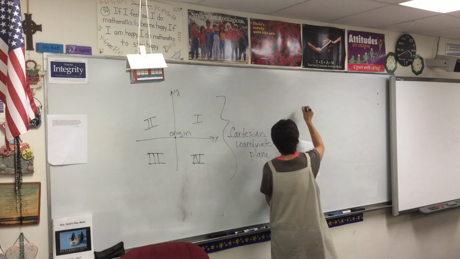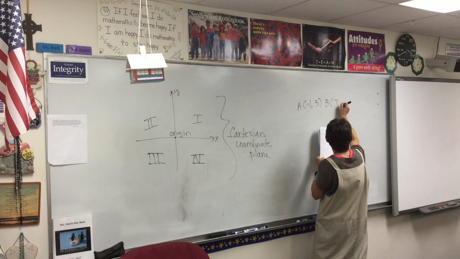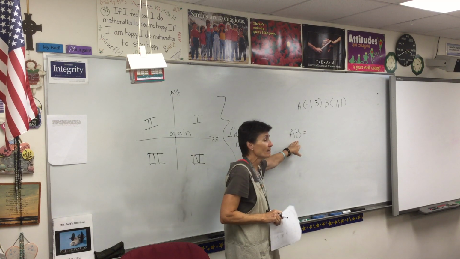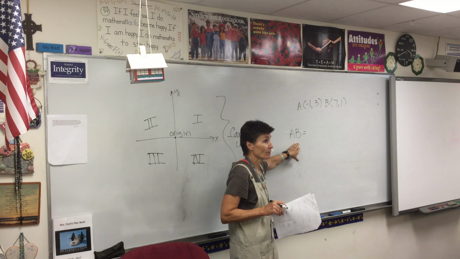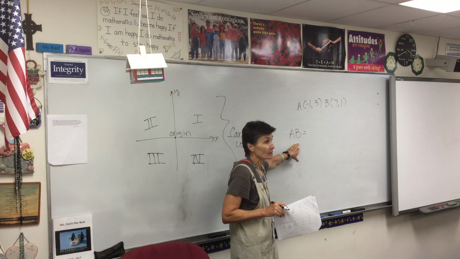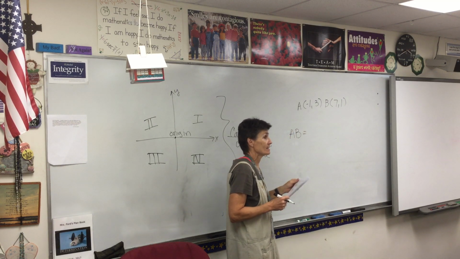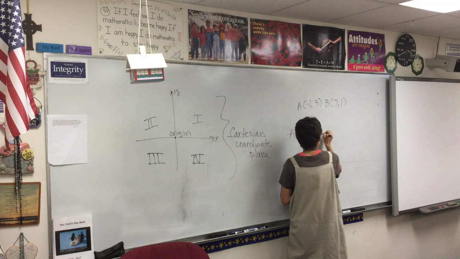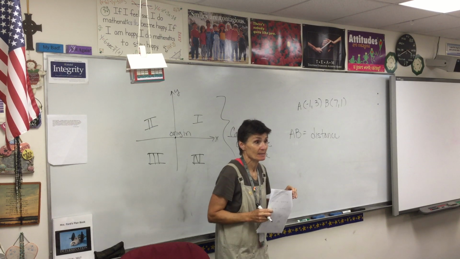All right, number 2. You got a couple of points, and you're supposed to figure out what this means. Does anybody know what that notation means? Well, it says AB. What does it mean, Lauren? Well, the 2 points won't meet. What it means is how far apart they are. So this means the distance from A to B. That's the notation that means distance.